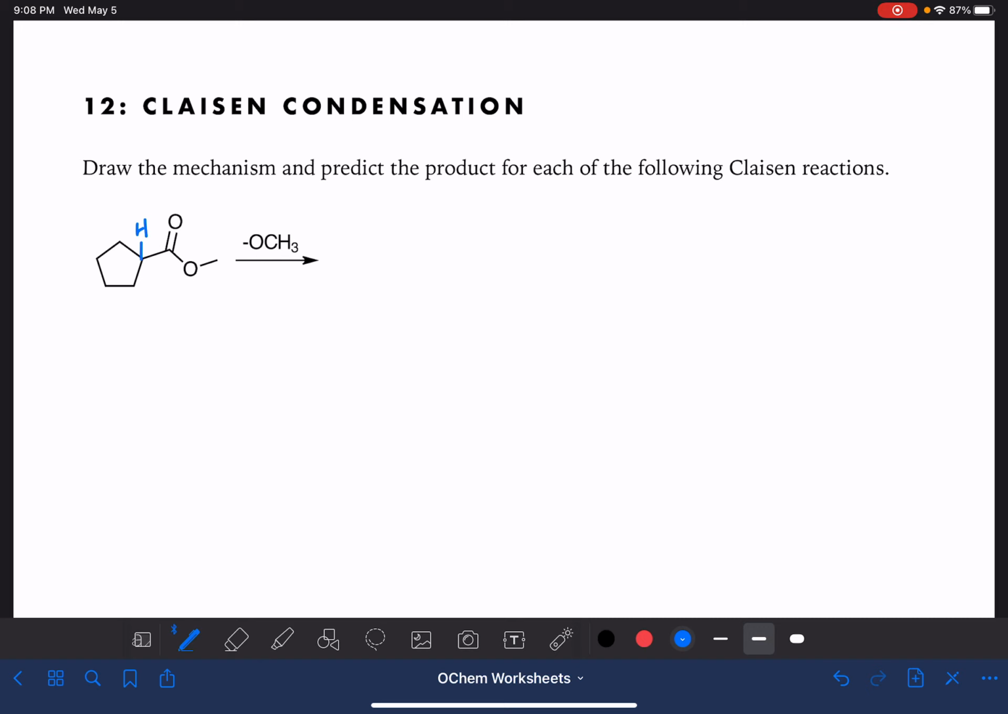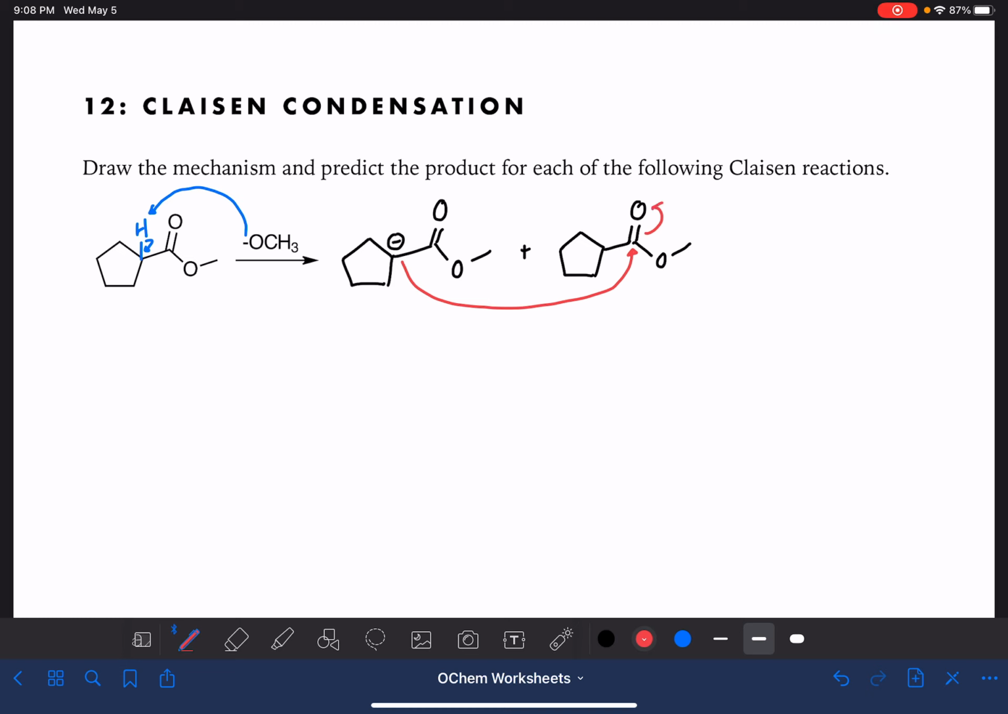The base that we're using in this reaction, which is methoxide, OCH3, is going to abstract that alpha hydrogen and create an enolate, putting the lone pair of electrons from the carbon-hydrogen bond onto that alpha carbon atom. That gives us this enolate right here. That enolate is going to react with a second version of the exact same ester. The enolate is going to attack the carbonyl carbon, and that will open up the carbon-oxygen double bond. It's going to connect those two molecules together.